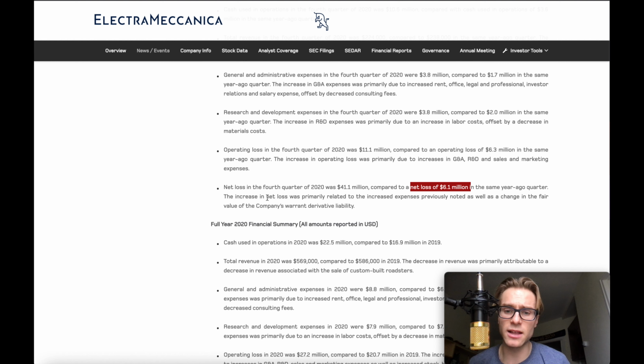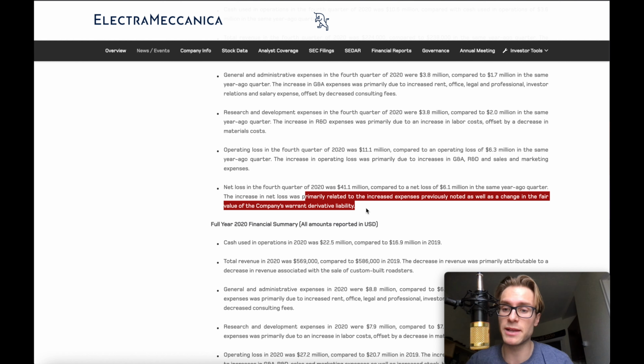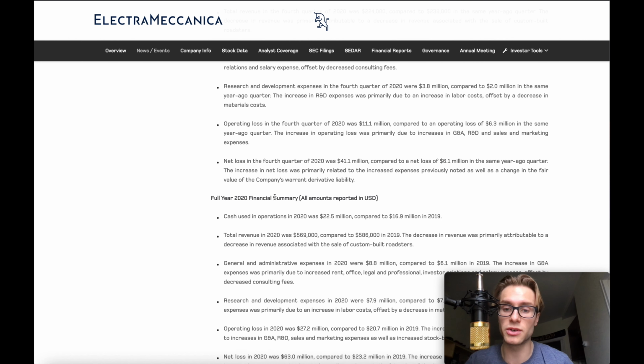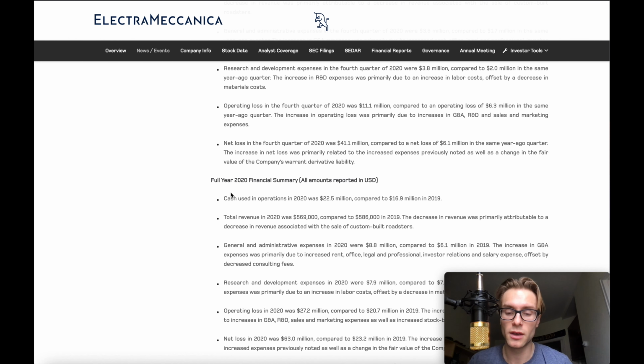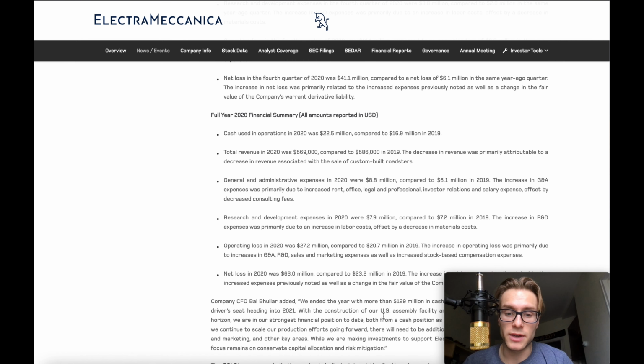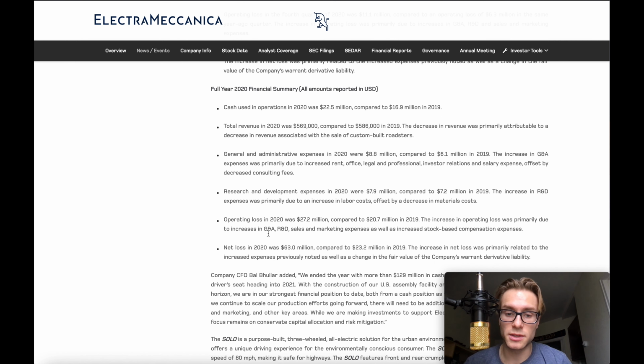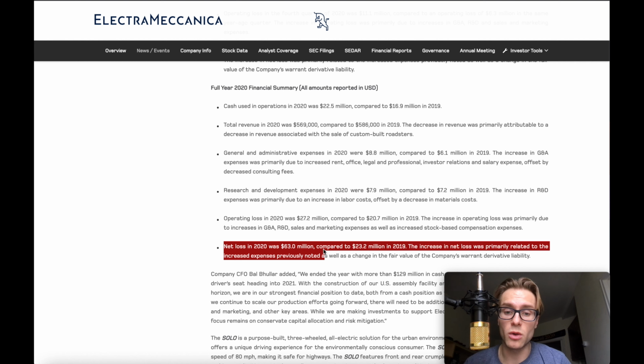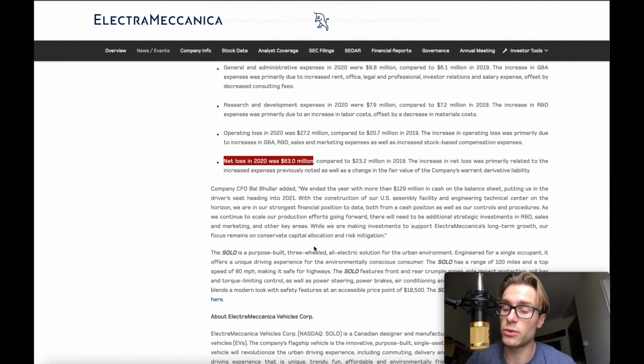So this increase in net loss was primarily related to the increased expenses previously noted, as well as a change in the fair value of the company's warrant derivative liability. And again, you can see here in their total 2020 results, their net loss in 2020 overall was $63 million compared to $23.2 million in 2019. So this is a huge net loss, and if they have $130 million and they're burning through $63 million in a year, you can imagine that in basically two more years, they're going to go bankrupt if they don't do something drastically different.